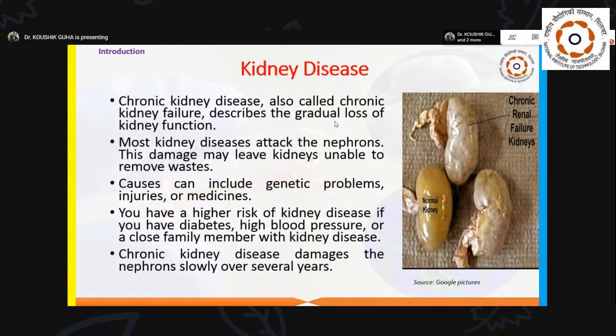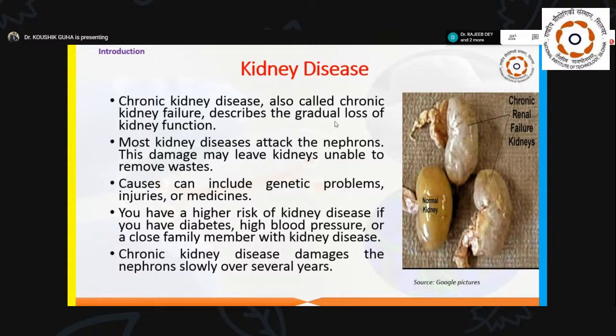Otherwise, it will go into some kind of acute kidney stages and end-stage renal failure. From there, you have a much higher risk of kidney diseases. And if you have diabetes, high blood pressure, or a close family member with kidney disease, then this will also boost your risk of this type of disease.